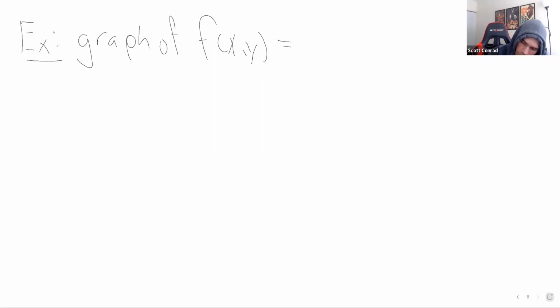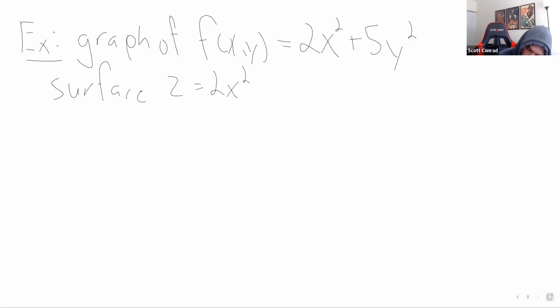So for example, what is the graph of f of x, y equals, say, 2x squared plus 5y squared? Well, that's going to be the surface z equals 2x squared plus 5y squared. We've seen that before.